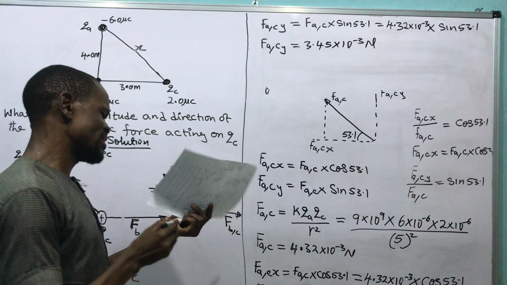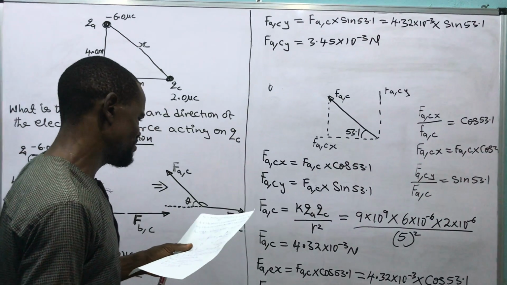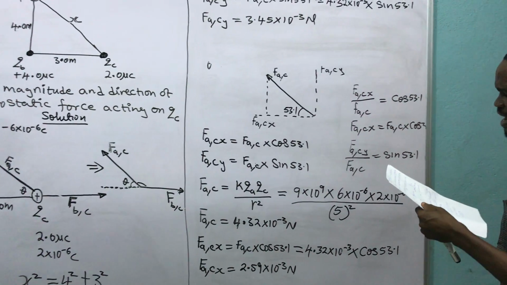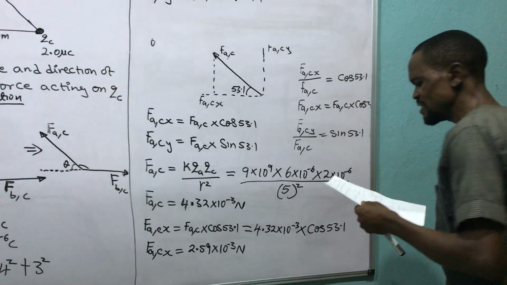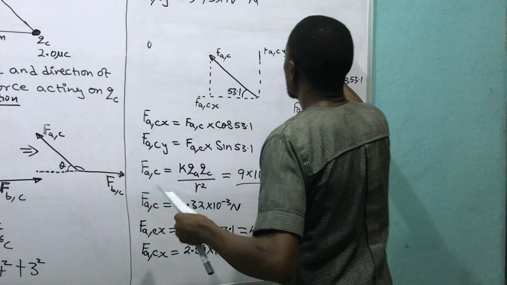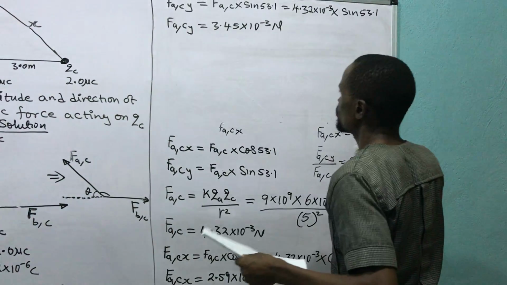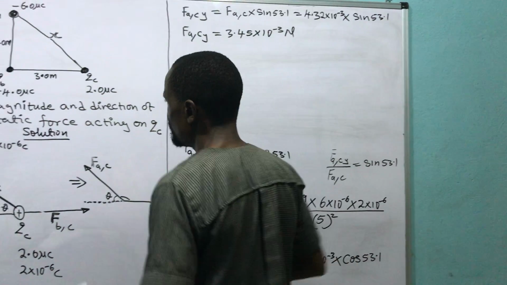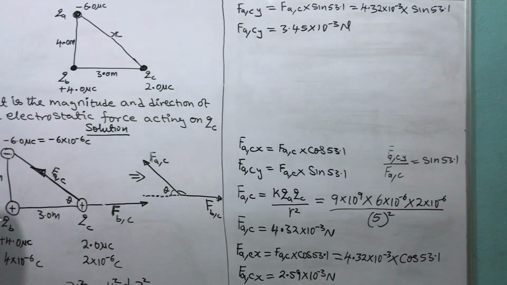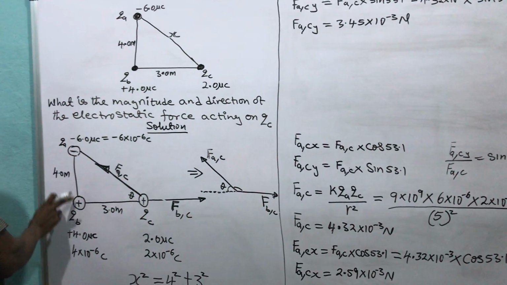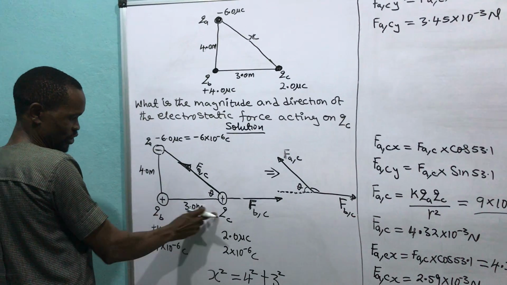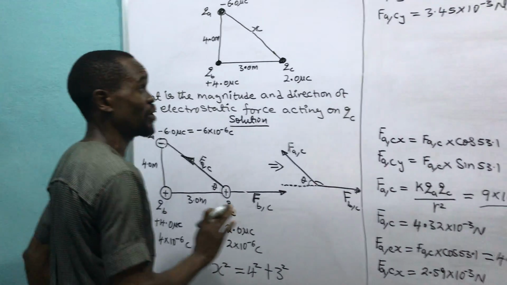So when we have done that, the next thing is to find FBC. I've gotten that. The next thing we're going to have is FBC. What is our FBC? The force which B will exert on C. That's what we are looking for now.